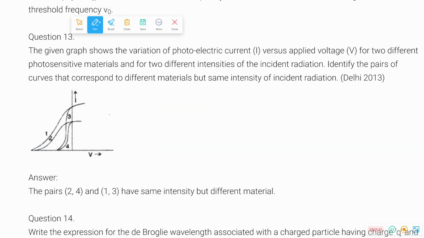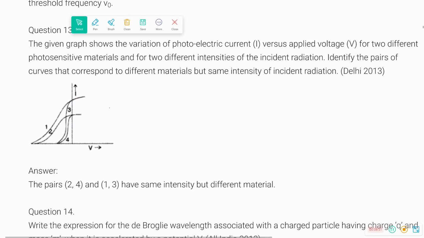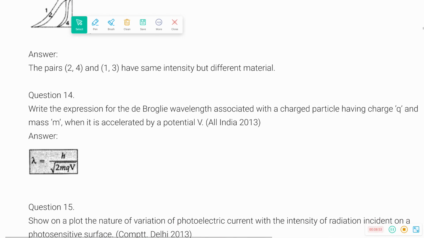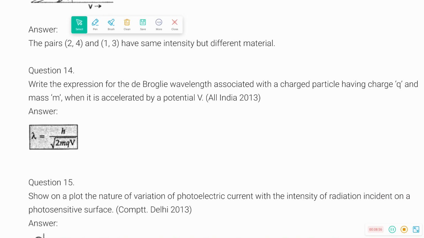Okay, now come to the next question. See here. Write the expression for de Broglie wavelength associated with a charged particle having charge q and mass m, when it is accelerated through potential V.